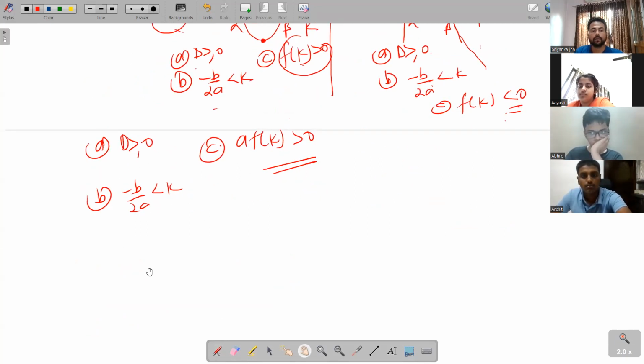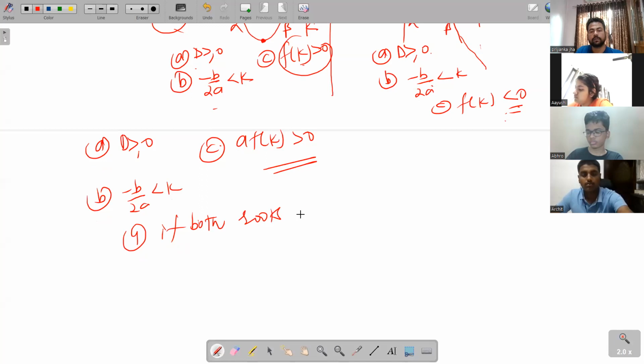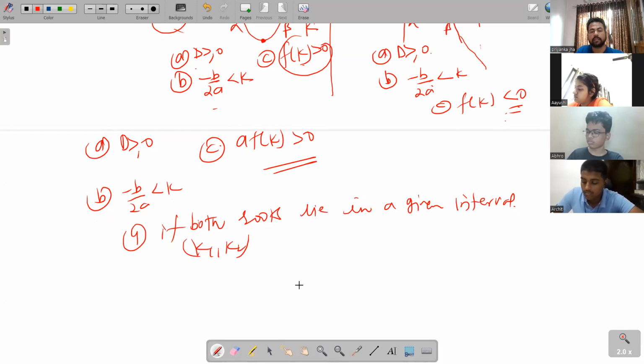Condition 4. If both roots lie in a given interval, suppose k1 and k2. So again, there will be two cases.